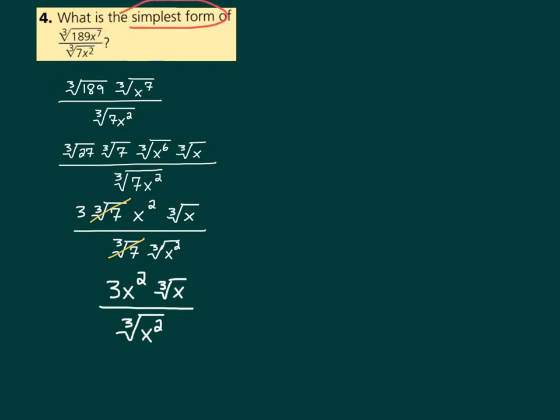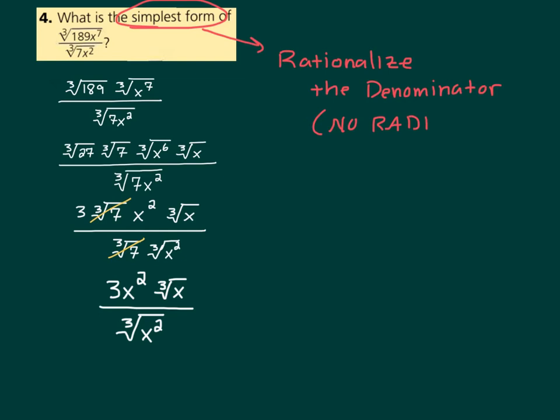Simplest form with a radical expression means you need to rationalize the denominator. And what rationalize the denominator means, no radicals in the denominator. So currently we have a radical in the denominator. How could we rationalize this so that there is no more radical down there?